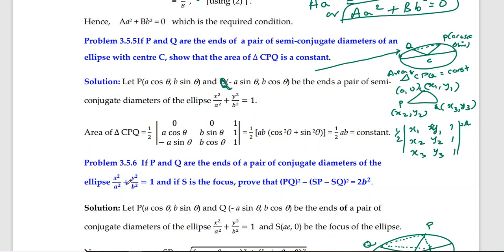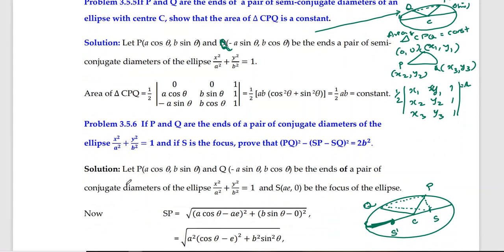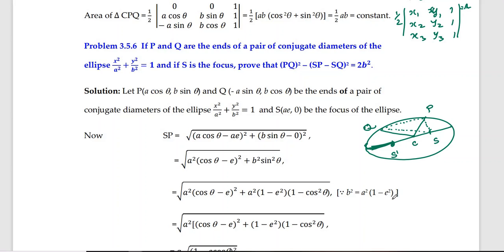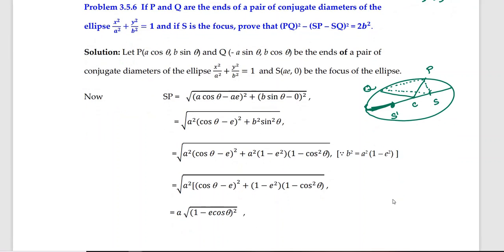Now next problem is, if P and Q are ends of a pair of conjugate diameters of this ellipse, and if S is the focus, then we are asked to prove that PQ square minus the whole square of SP minus SQ is 2 times B square. So we consider P and Q to be the extremities of conjugate diameters of this ellipse, and CP and CQ are conjugate semi-diameters. And if we have this to be P of theta, and we know that this is pi by 2 plus theta, so we have got the coordinates of them.